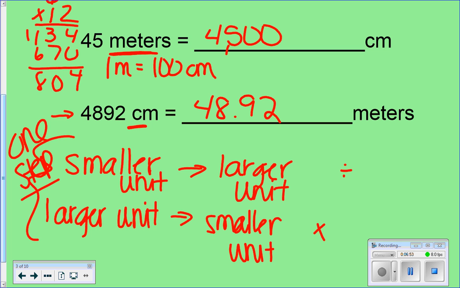We're going to come and talk about that in a second. We're going to talk about customary to metric in a second. Any questions about this?